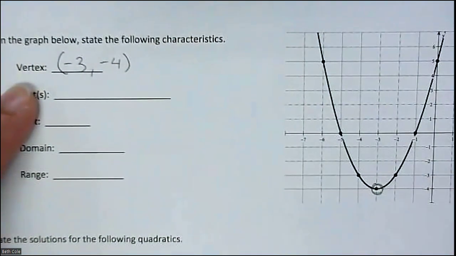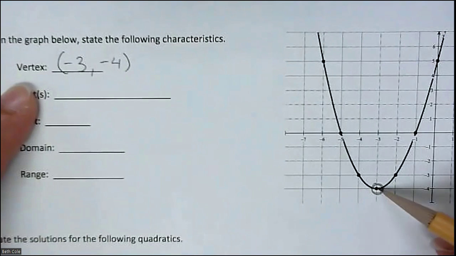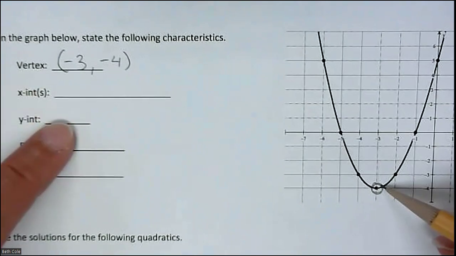What? We have to do both. We have to do plot. Well, it's x comma y. It's this point, -3, -4.